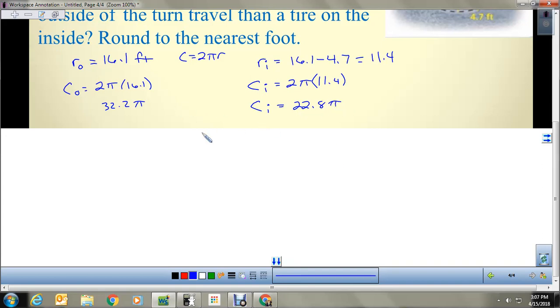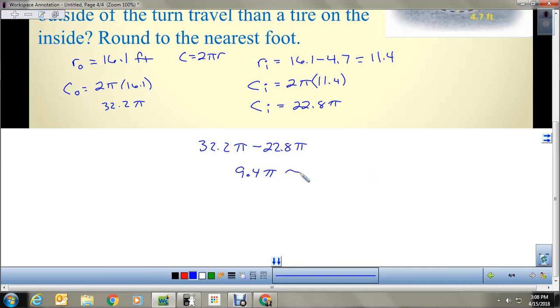Since they both have pi, we can subtract them. So the difference in circumference is going to be 32.2 pi minus 22.8 pi. And the only reason we can subtract these is because they both have pi. So we do 32.2 minus 22.8. And that's going to give us 9.4 pi.